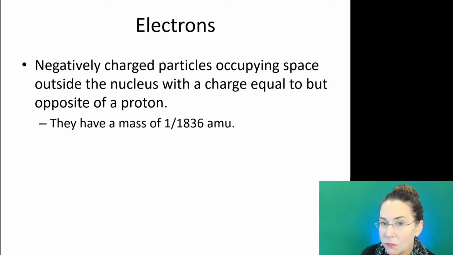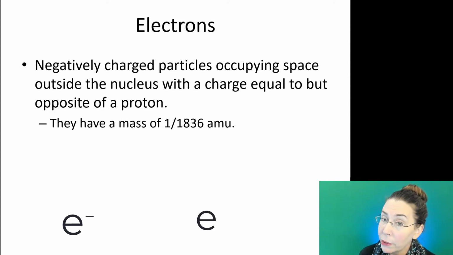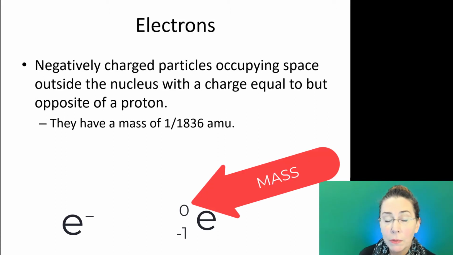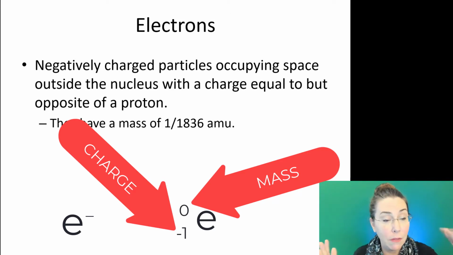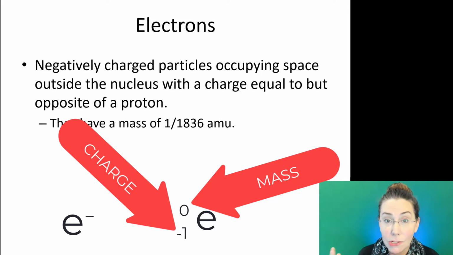So when we write the symbol for an electron, it will be a lowercase e with a negative sign as a superscript up and to the right. Or it can sometimes be written as a lowercase e with a 0 over a -1 to the left. That 0 would represent that effective mass of virtually 0, and the -1 would equal the -1 charge of an electron. That perfectly balances out the +1 charge of a proton.